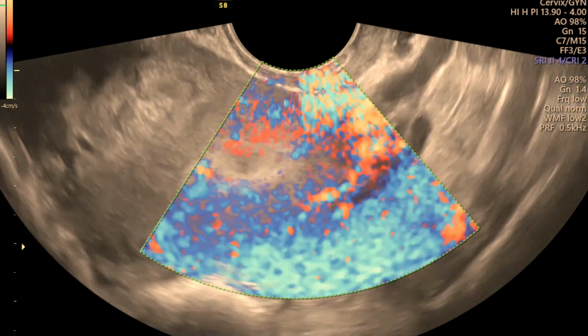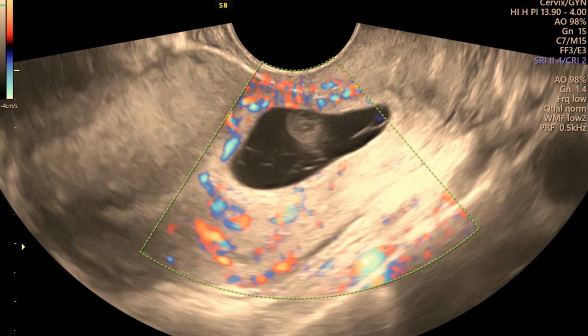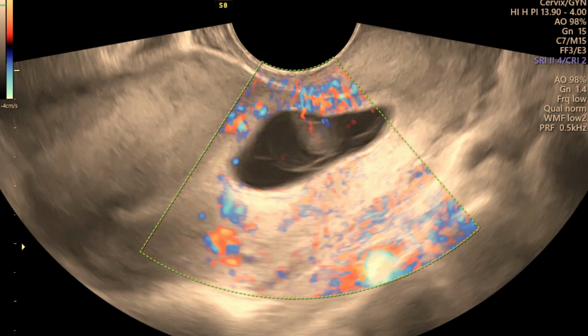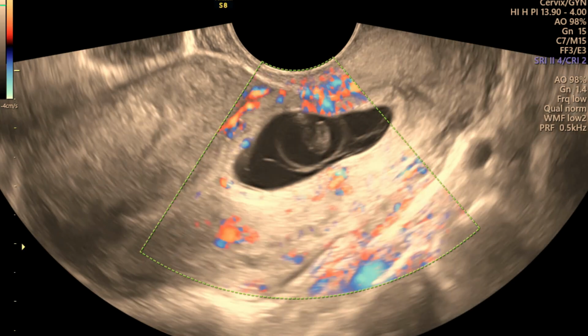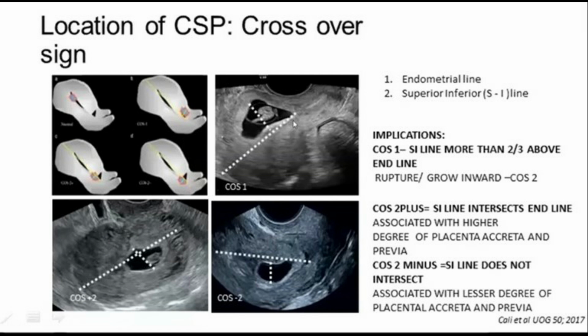Our quiz images are very typical of the exogenous type of Caesarean scar pregnancy. You can see the endometrial line and you can see the Caesarean scar pregnancy. The endometrium is very separate from the scar pregnancy. Recently, they have also been redefined with the crossover sign, abbreviated as COS.